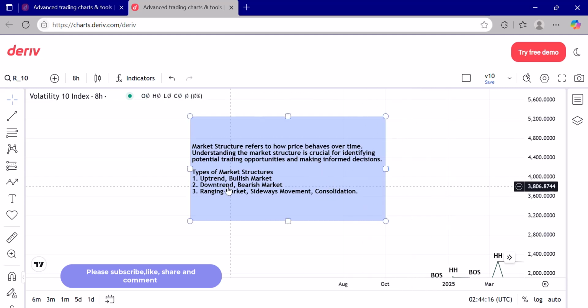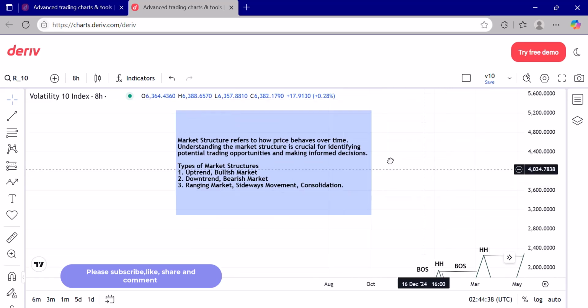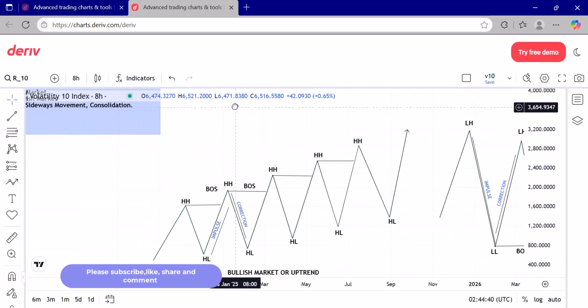Okay, so there are three types of market structure. Number one, we have the uptrend or the bullish market structure. Number two is the downtrend or the bearish market structure. Then number three is the ranging market, also called sideways movement or consolidation. So when we see the market is ranging, it means it's consolidating, it is in a sideways movement. Let's look at the diagram to understand these different structures.